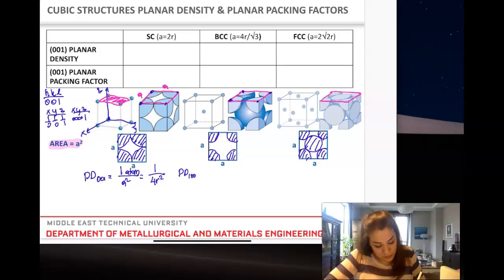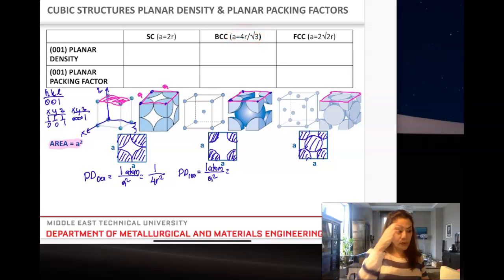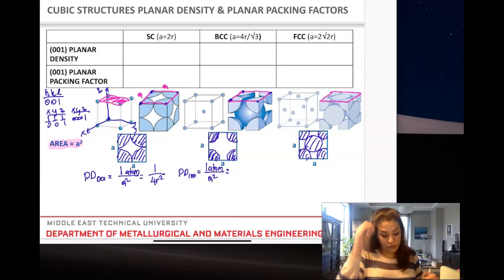What about that for simple cube? Sorry, body-centered cube. Again, I have four atoms in the corners, and a quarter of each is confined in the plane. So how many atoms do I have? One atom over the area, but this time my area is equal to 4r squared over square root of 3, so that is, sorry, 3 over 16 r squared is my planar density.